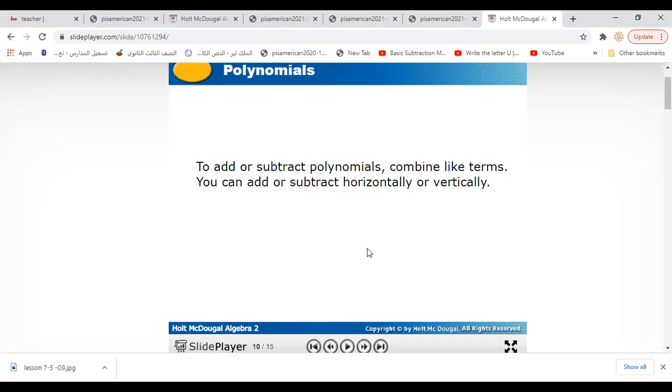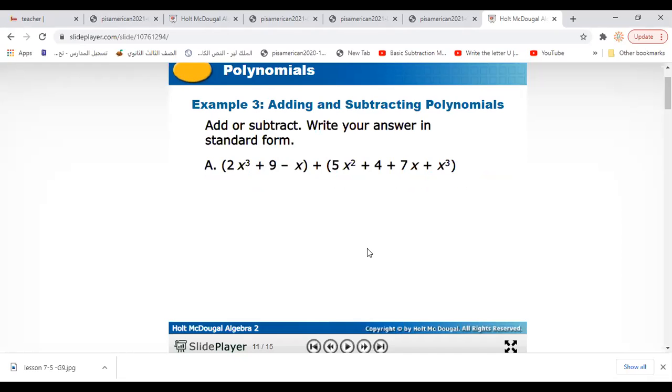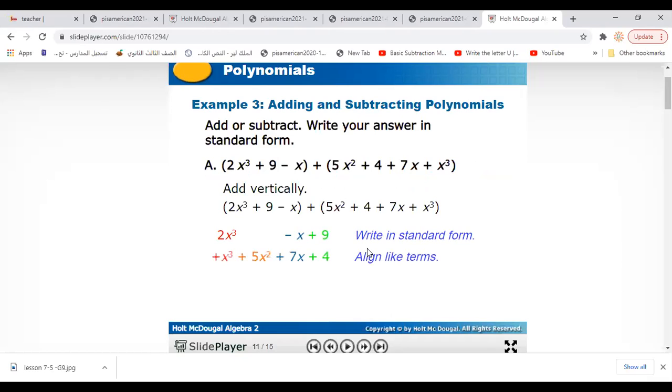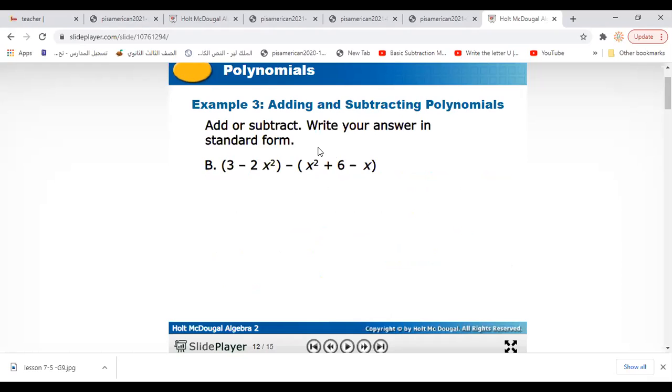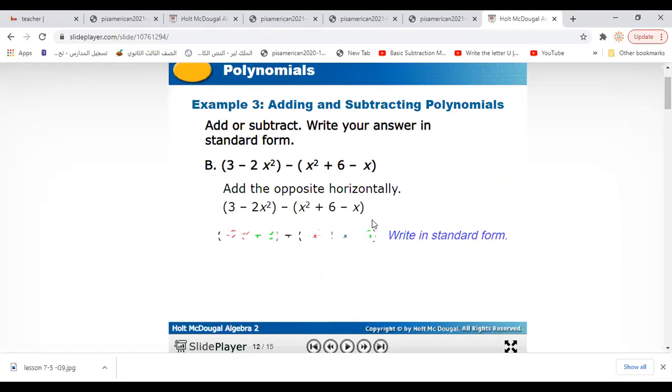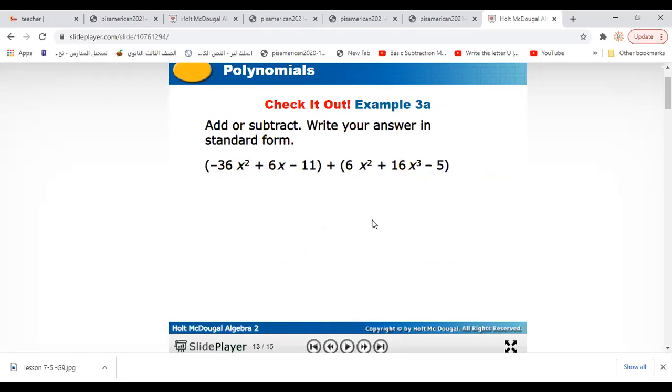To add or subtract polynomials, combine the like terms. You can add or subtract horizontally or vertically by combining the like terms. To add vertically, we divide them into groups, combine each group together, and then simplify. Any question with this part? With subtraction, we change the sign of all the terms in the second expression, and then we simplify them together. Is there any question about this, grade 9?